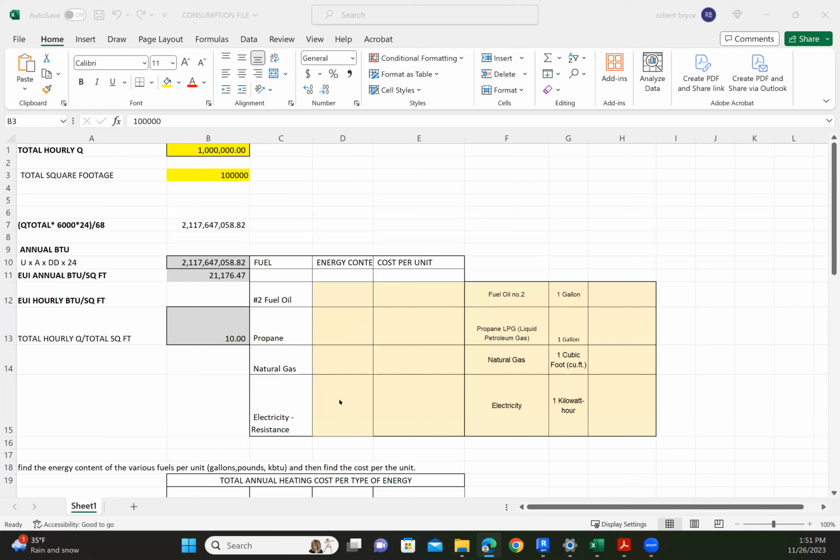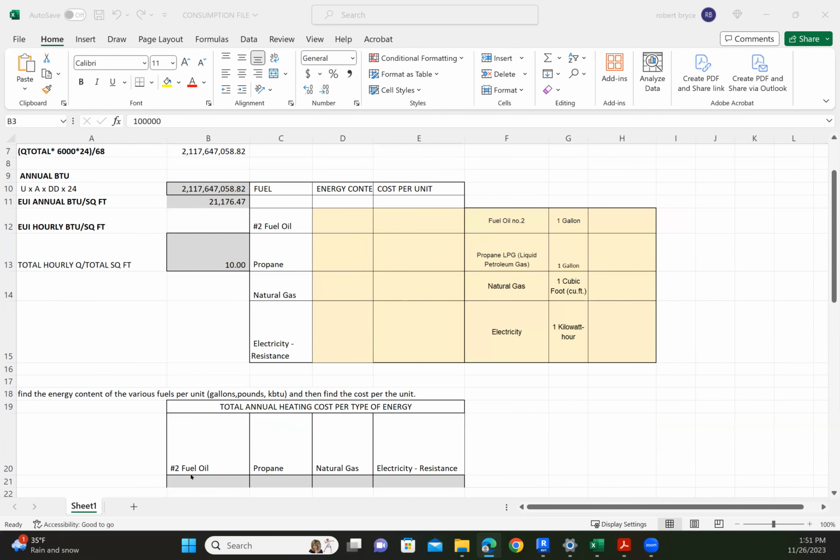And then, what is your cost per unit? If you're buying this unit by the gallon, well, you'll be able to calculate how many gallons of fuel oil you need in order to produce the amount of energy that you need. And then you can take that number of gallons of fuel oil times the cost per unit, and that will tell you what the total cost is for those various components.